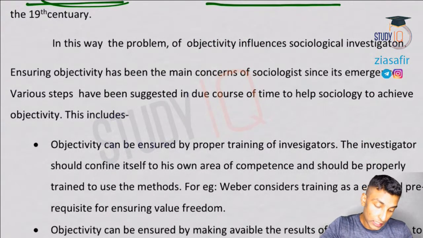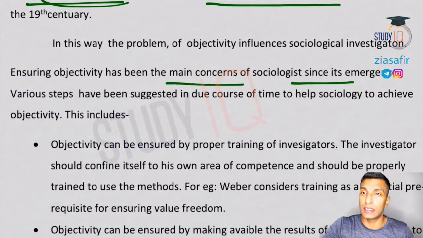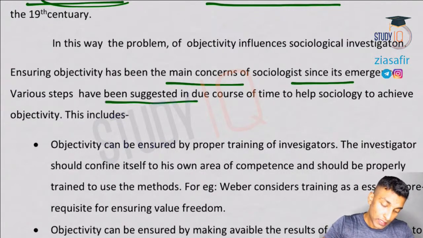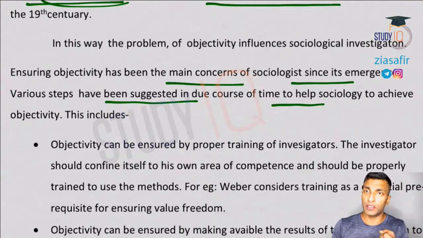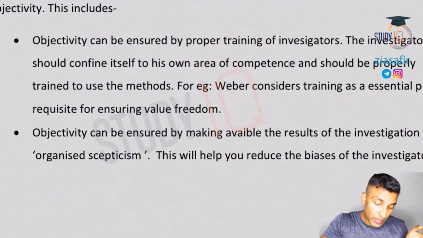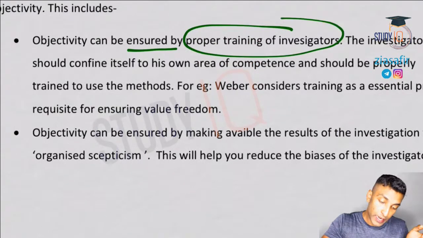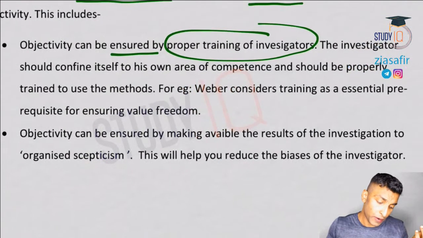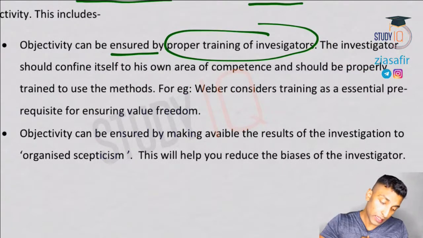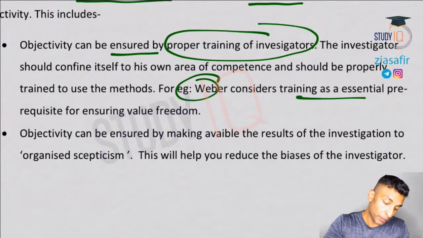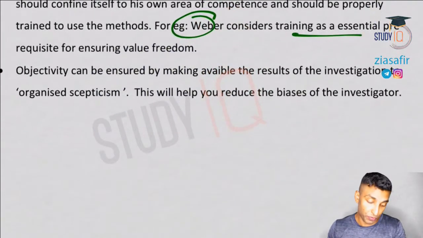Ensuring objectivity has been the main concern of sociologists since its emergence. Various steps have been suggested in due course of time to help sociology to achieve objectivity. These include proper training of the investigator, organized skepticism, and use of scientific methods. That's what I'm going to talk about here. Objectivity can be ensured by proper training of the investigator. The investigator should confine himself to his own area of competence and should be properly trained to use the methods. For example, Weber considered training as an essential prerequisite for ensuring value freedom.